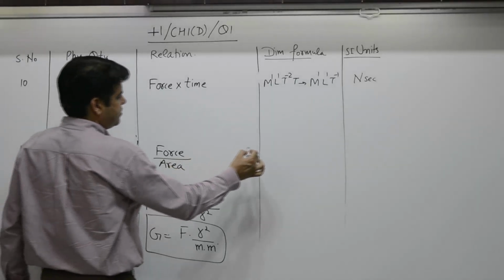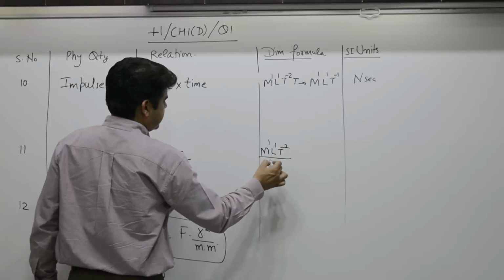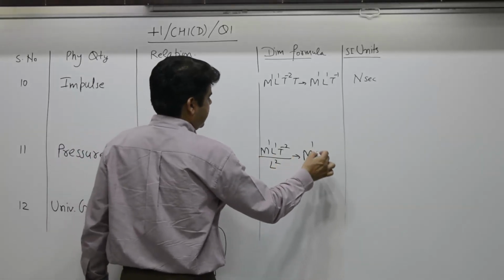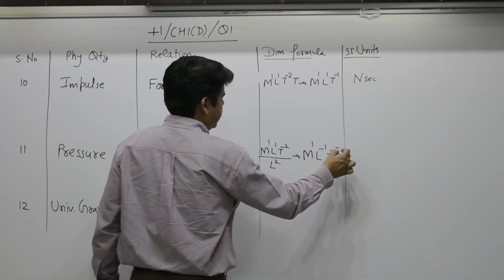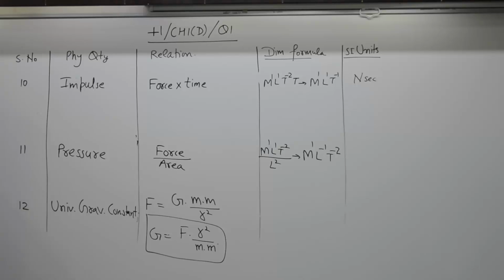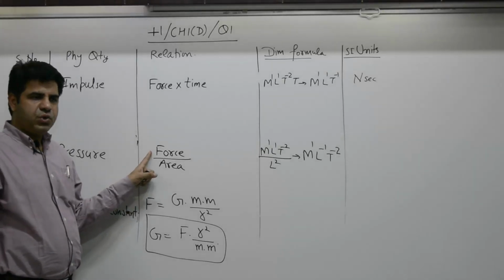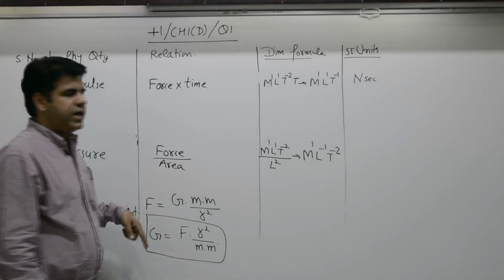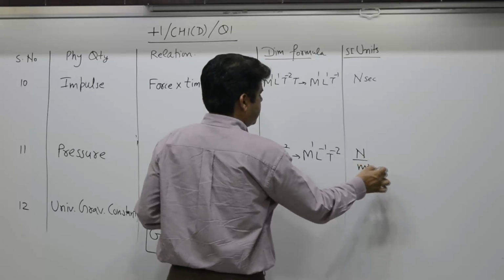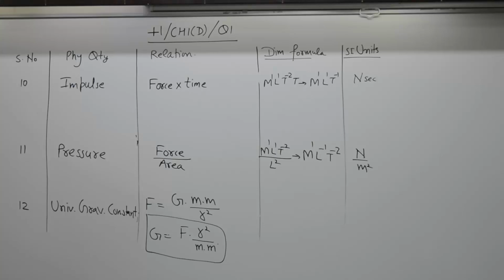Pressure is force by area. Force is what? M1 L1 T minus 2 by area. What you get is M1 L minus 1 T minus 2. Pressure, yes. Force, yes, Newton; area is meter square. Newton per meter square, also termed as Pascal. Okay? To be covered.